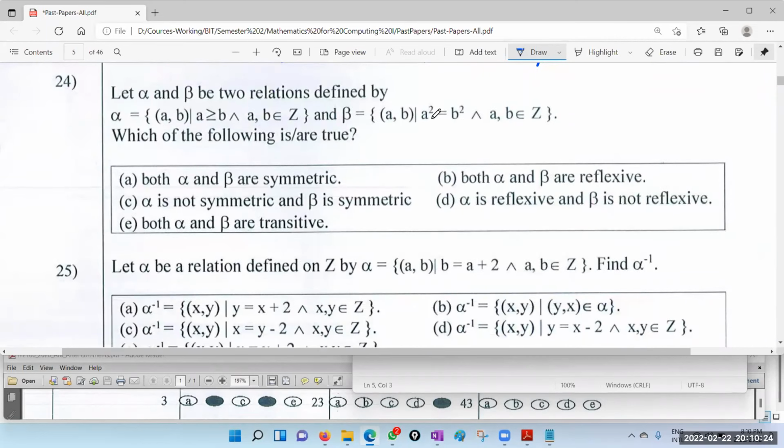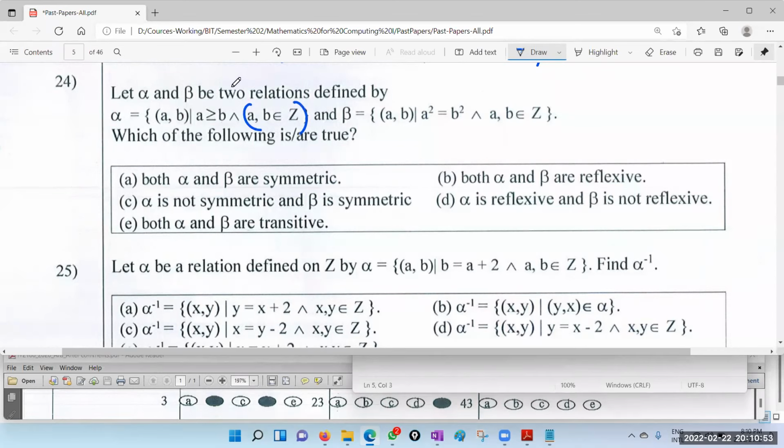Let alpha and beta be two relations defined by alpha (a, b): a is greater than or equal to b, and a and b are members of Z, that is integers. A must be greater than or equal to b, and this is N.